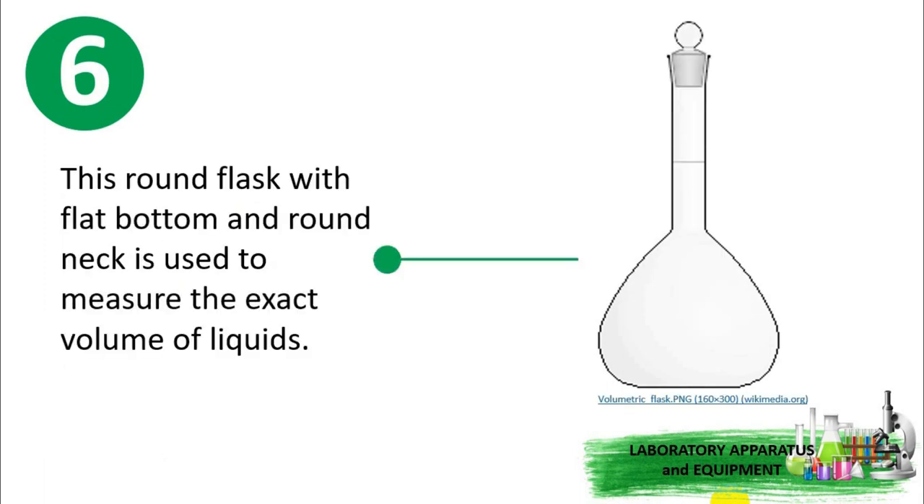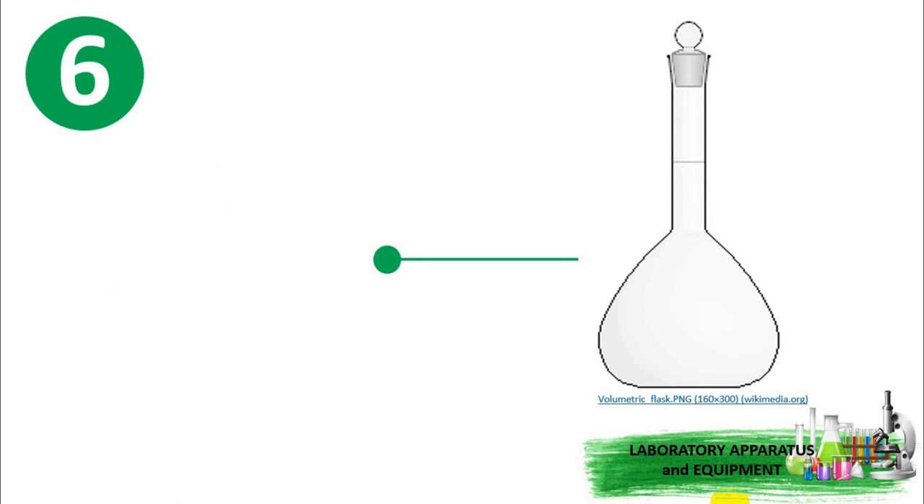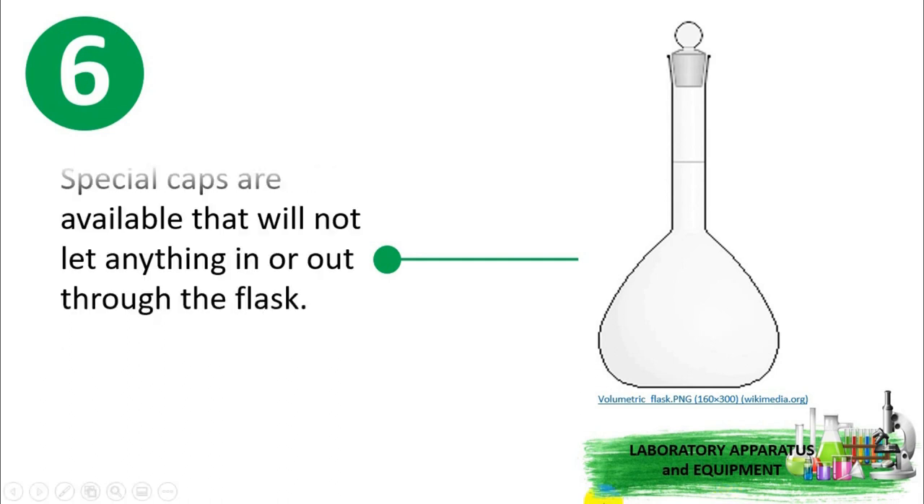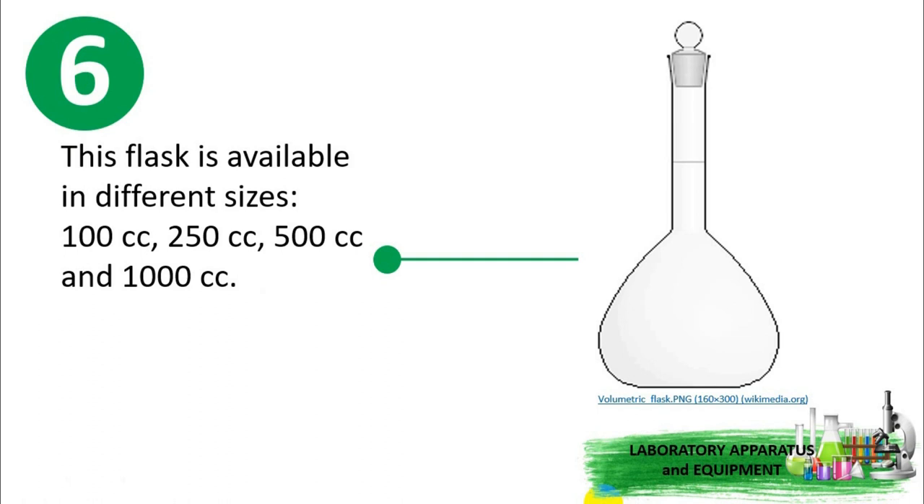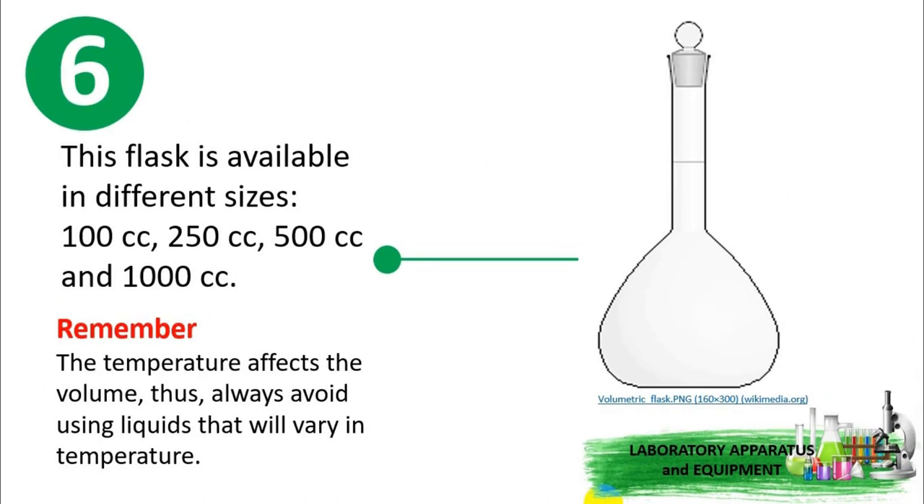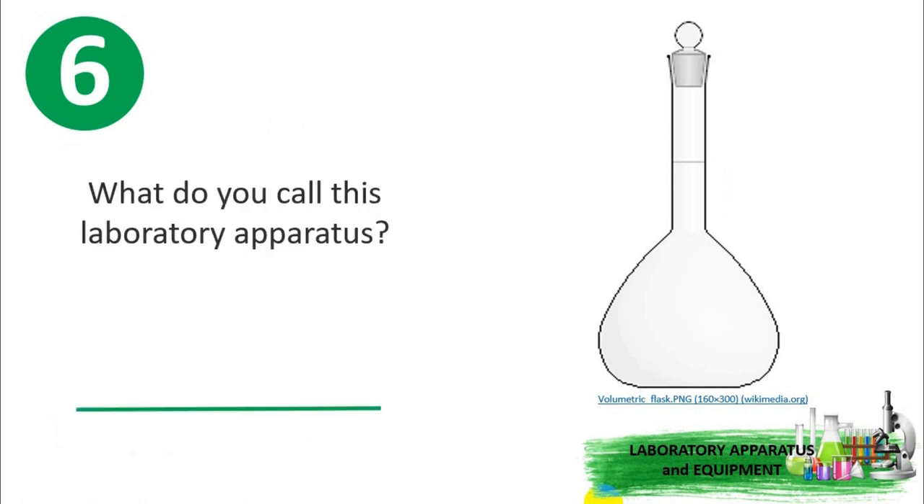6. This apparatus is a round flask with a flat bottom and round neck, which is used to measure the exact volume of liquids. There is a short line on the neck that hints how far to fill the flask. Special caps are available that will not let anything in or out of the flask. This flask is available in different sizes: 100 cubic centimeter, 250 cubic centimeter, 500 cubic centimeter, and 1000 cubic centimeter. The temperature affects the volume, thus always avoid using liquids that vary in temperature. What do you call this laboratory apparatus?